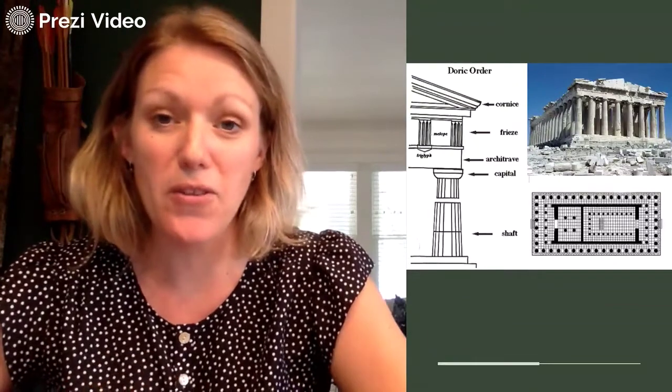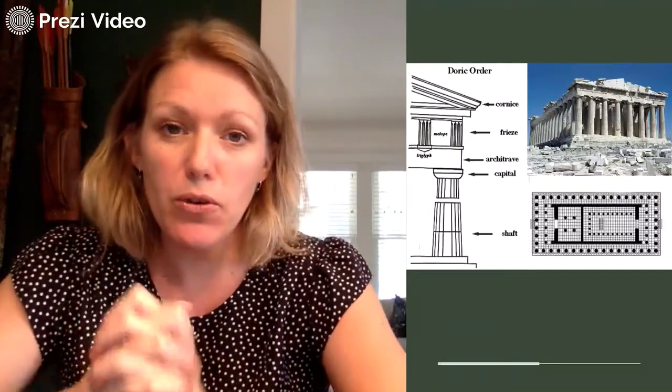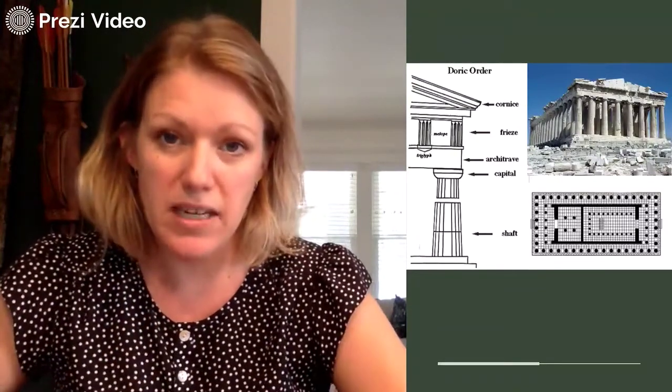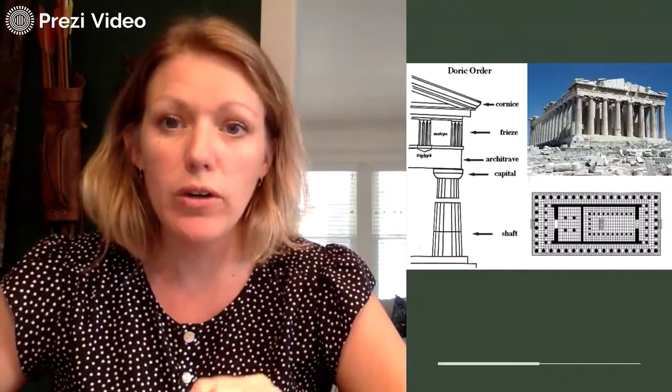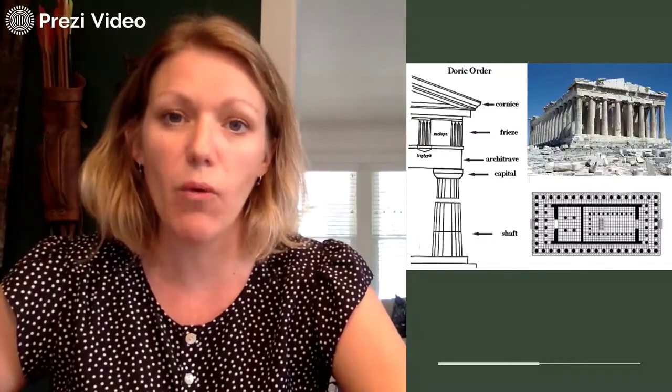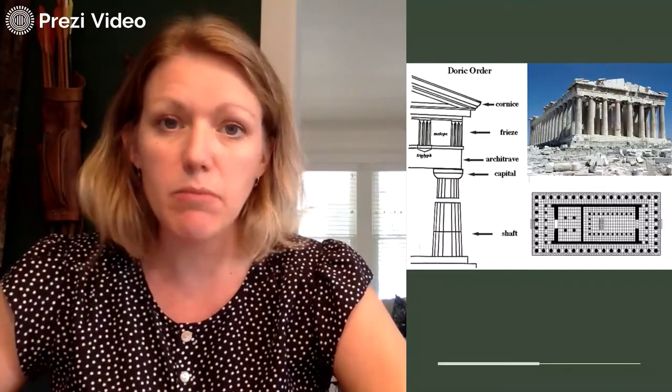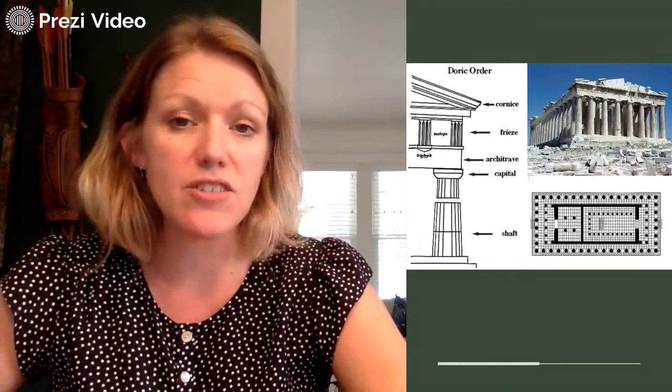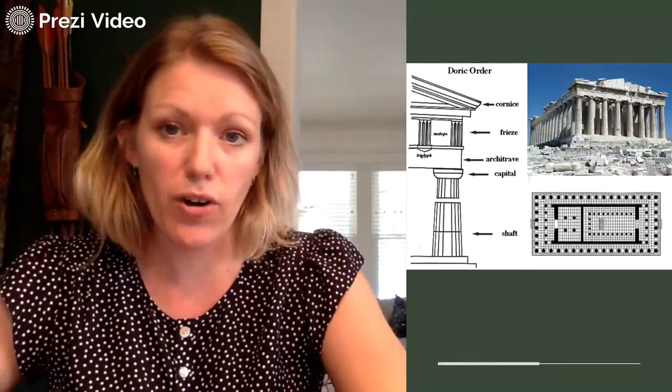Let's get started with all this vocabulary. So the Greek orders of architecture are a systematic means of organizing elements according to a carefully integrated plan. The first order is the Doric order. It's the oldest and most simplified, and it's known as a masculine order.